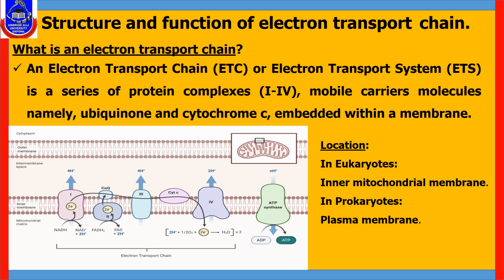Shown in the picture here is a picture of the electron transport chain. Often they are housed in the inner mitochondrial membrane, and in eukaryotes and in prokaryotes, it is present in the plasma membrane.